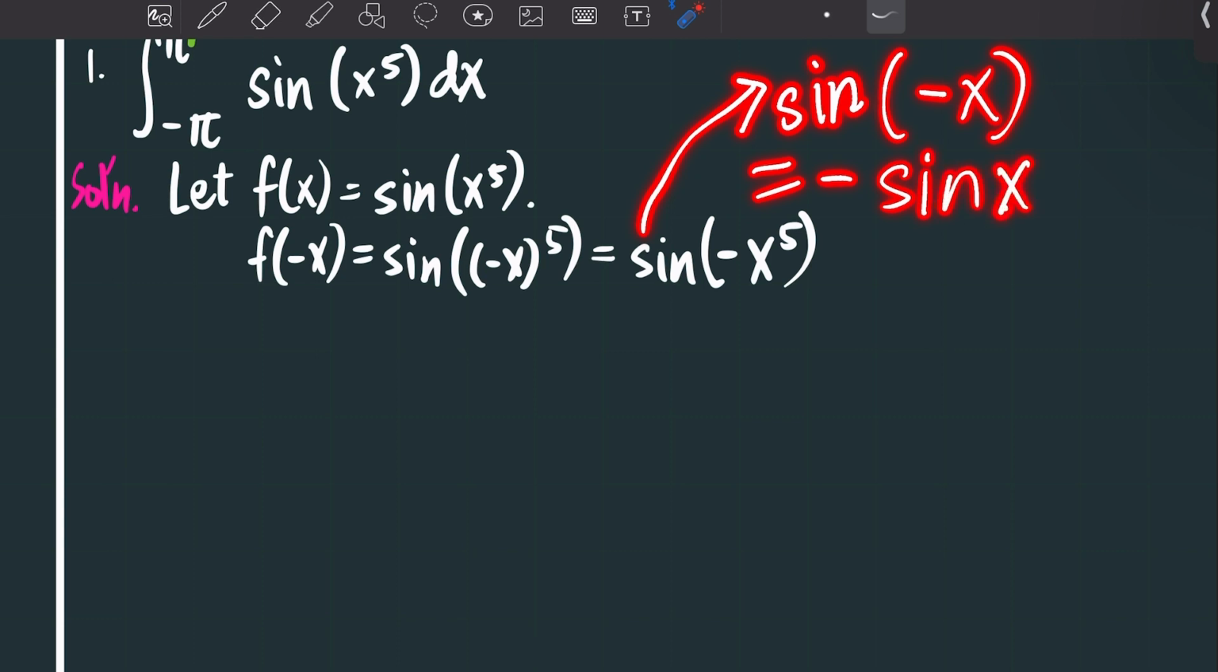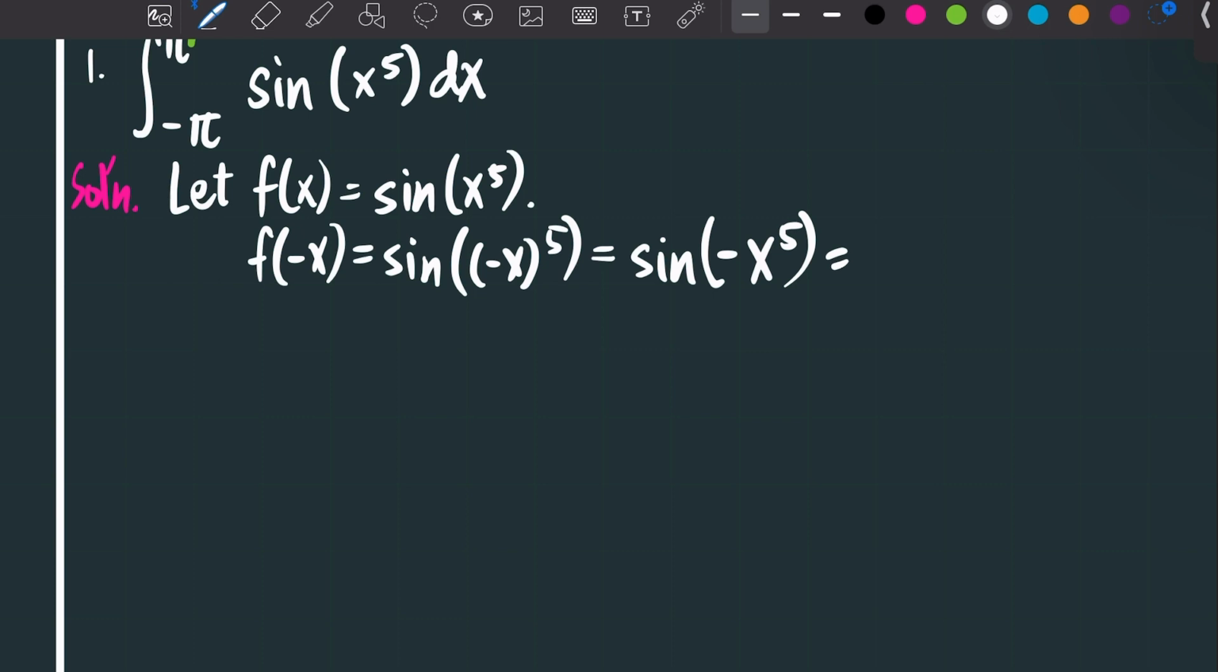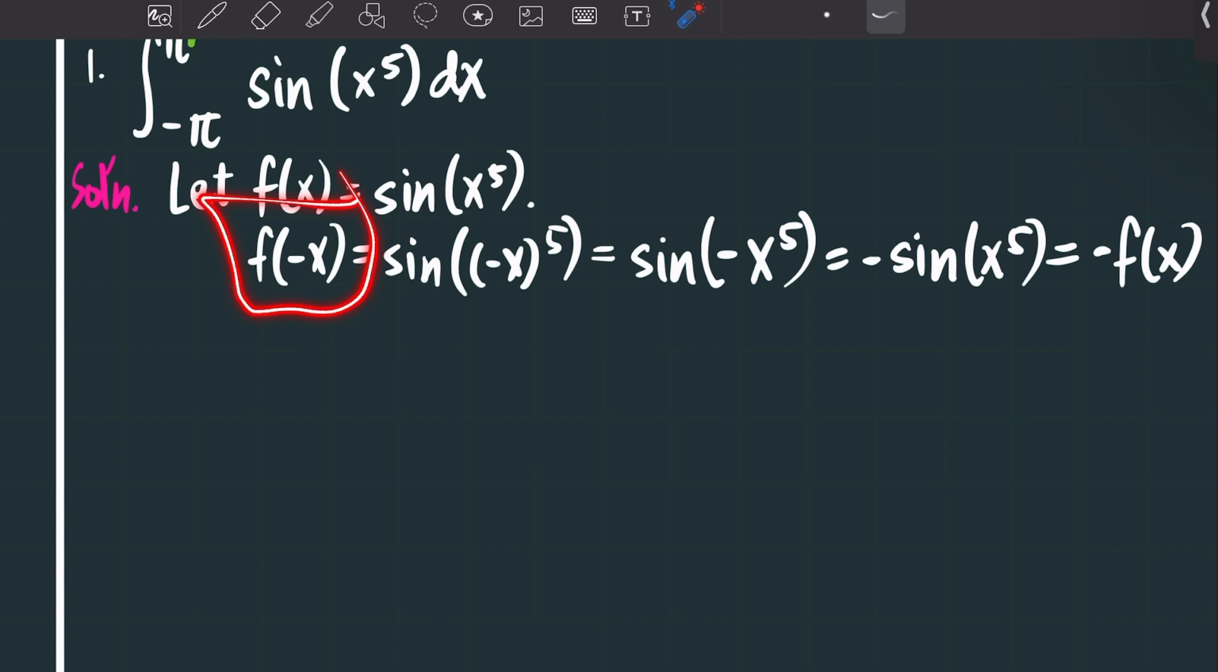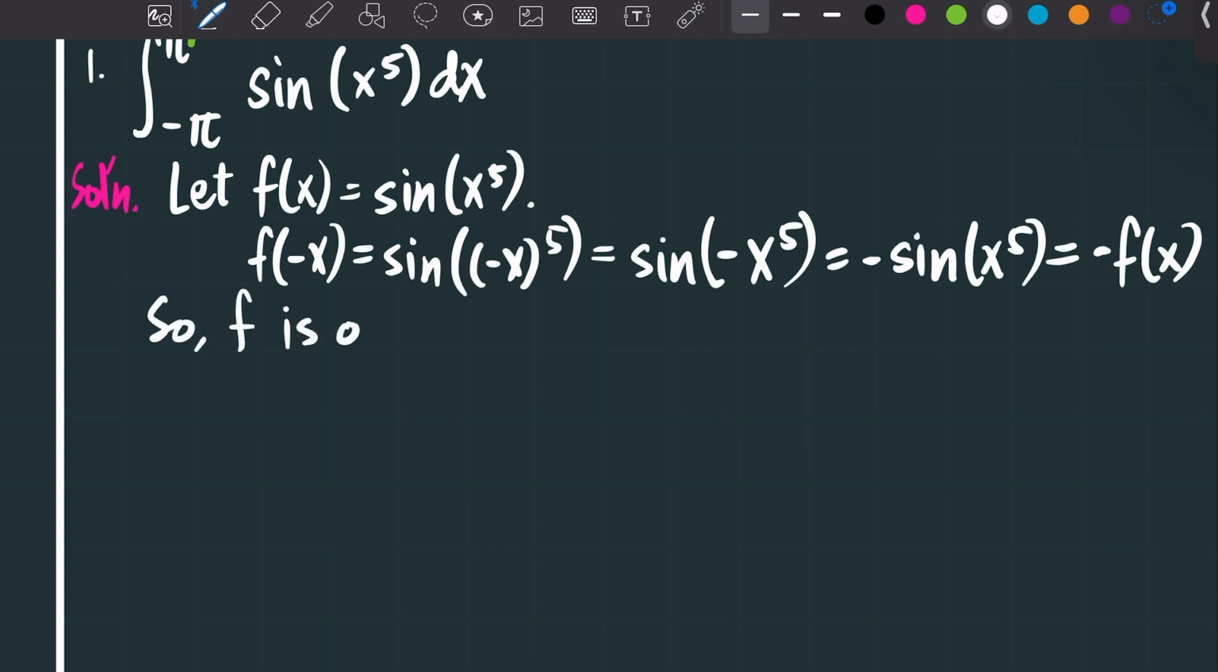So, applying that property, we get here the negative of sine of x raised to 5. And sine of x raised to 5 here is exactly your f of x. So, that's negative f of x. So, napakita natin na f of negative x is just the same as negative f of x. So, this means na yung function f natin is odd.